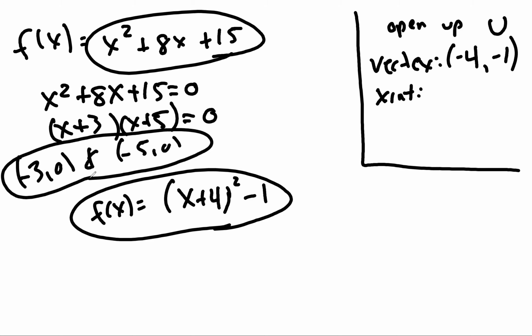Questions on finding the x-intercepts? Okay. And so I have my intercepts to be -3, 0, and -5, 0.